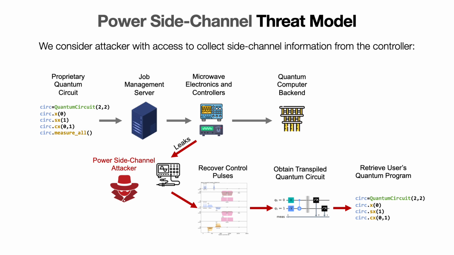Our threat model assumes that an attacker can access and collect side channel information from the quantum controller. This is crucial because through side channels like power consumption, we show in this work an attacker can recover control pulses and from there reverse engineer the user's quantum program. This model highlights how an attacker can reconstruct the entire quantum circuit, gaining insight into the computations being run on the quantum device.